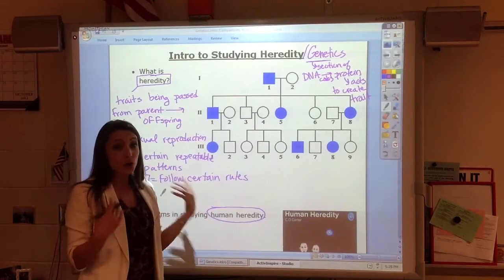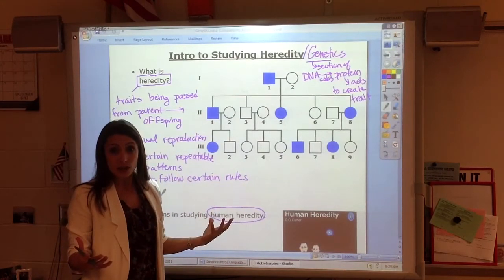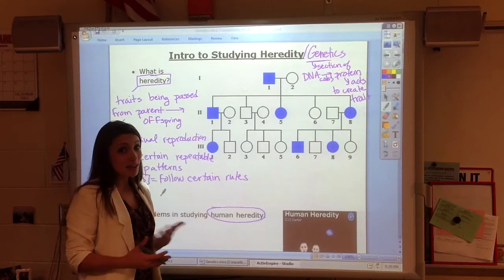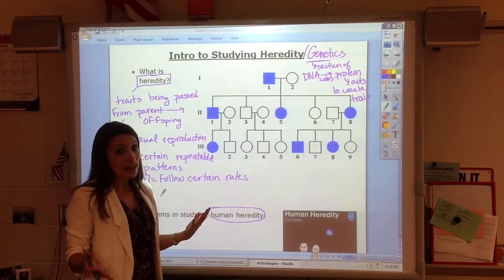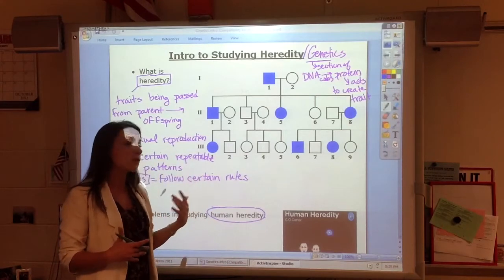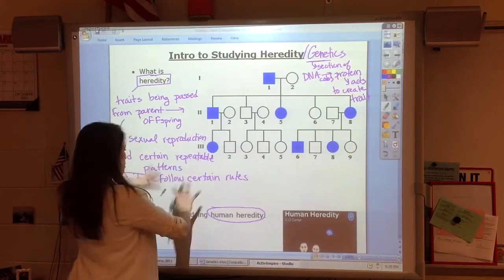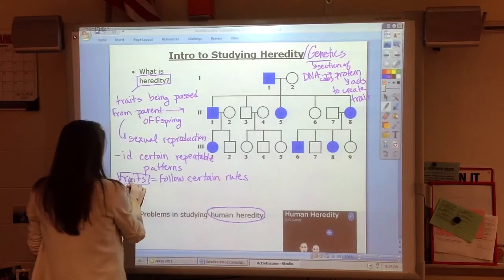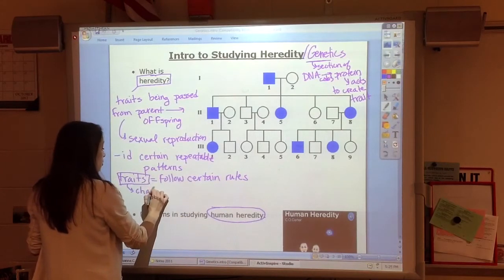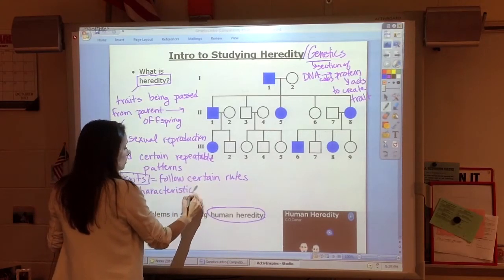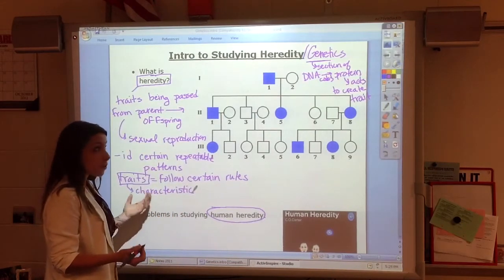Other traits are purely your environment, your nurture. So for example, the language that you speak. That has nothing to do with your DNA and everything to do with your environment and what you learn. And then others are a combination. So we're going to kind of try and balance all of that. But a trait is some sort of characteristic. And this characteristic can usually come in certain forms.